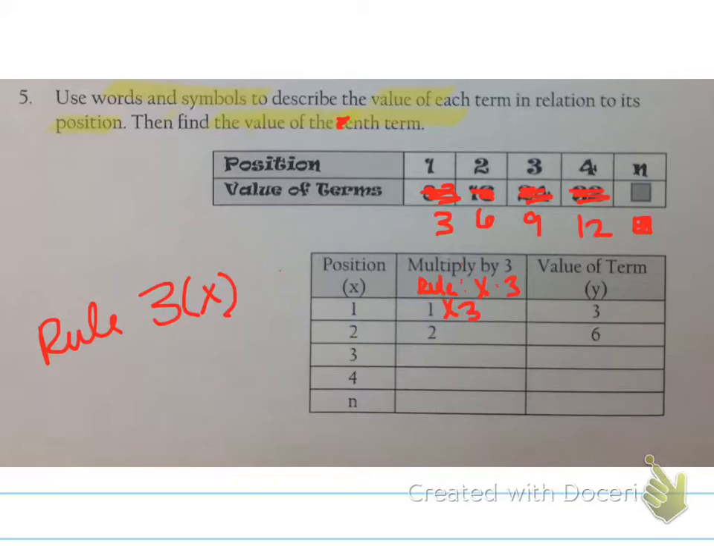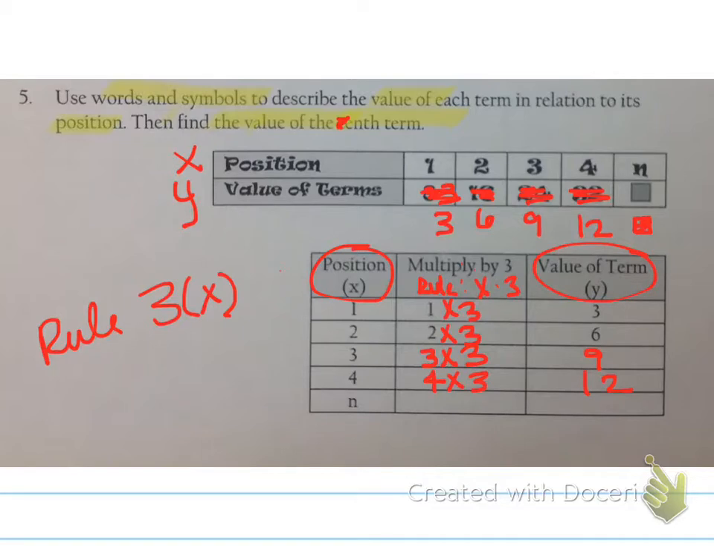So position 2, we have a 2. Multiply it by 3. That is our 6. We do the same thing, take our position, which is our x term, and we're going to multiply it by 3, which gives us a 9 for our y term. Remember, position is x, value is y. So we take our position of x, we multiply it by 3, which gives us 12.